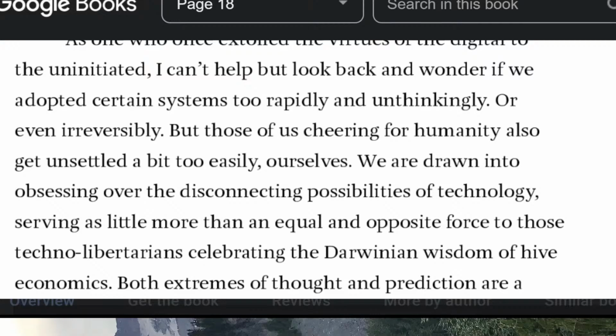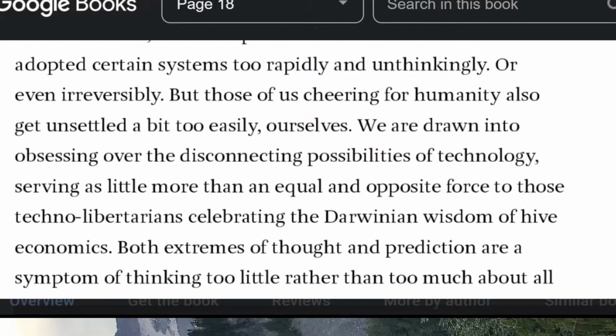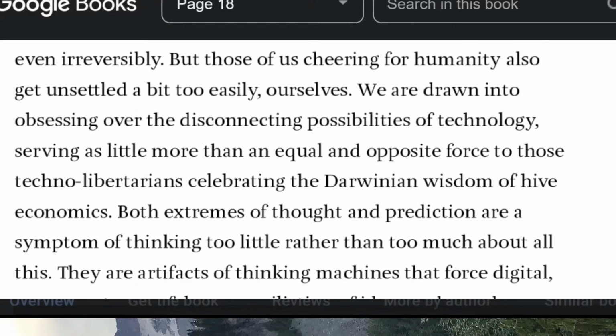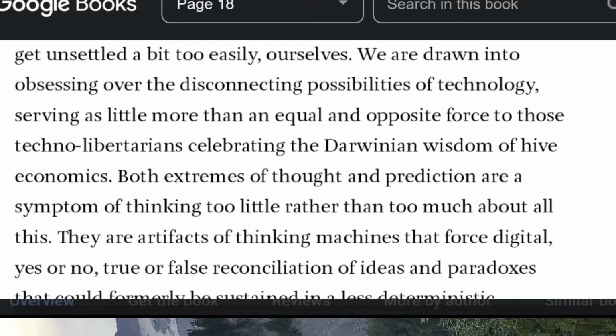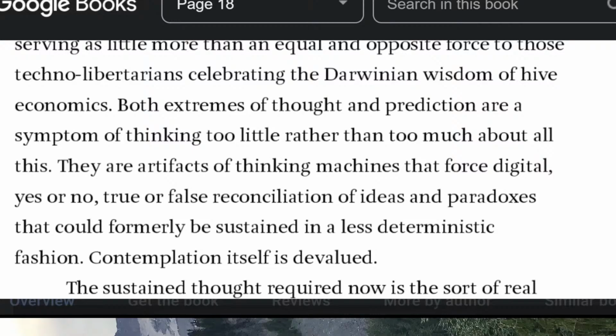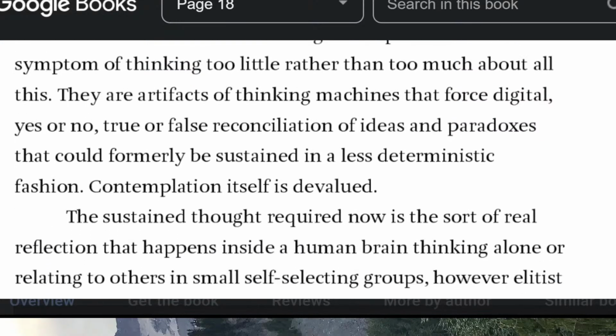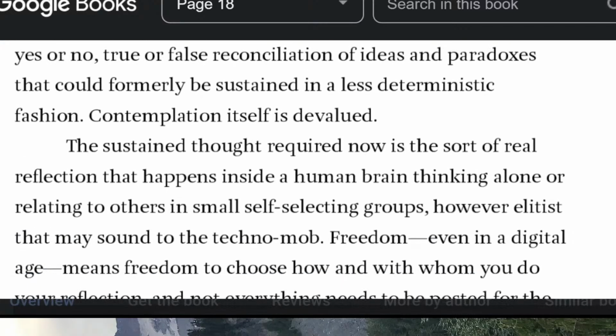But those of us cheering for humanity also get unsettled a bit too easily ourselves. We are drawn into obsessing over the disconnecting possibilities of technology, serving as little more than an equal and opposite force to those techno-libertarians celebrating their Darwinian wisdom hive economics. Both extremes of thought and prediction are a symptom of thinking too little rather than too much about all this. They are artifacts of thinking machines that force digital yes or no, true or false reconciliation of ideas and paradoxes that could formerly be sustained in a less deterministic fashion.